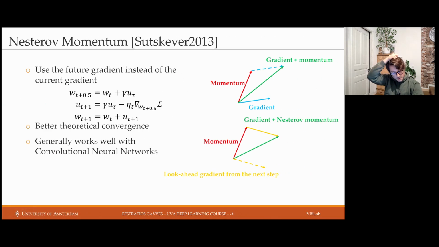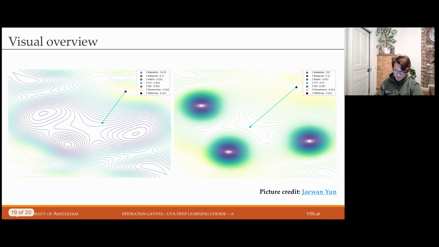Nesterov momentum. Nesterov momentum uses the future gradient instead of the current gradient, so it takes a half step into the future, and it yields better theoretical convergence. It generally works well with convolutional neural networks.